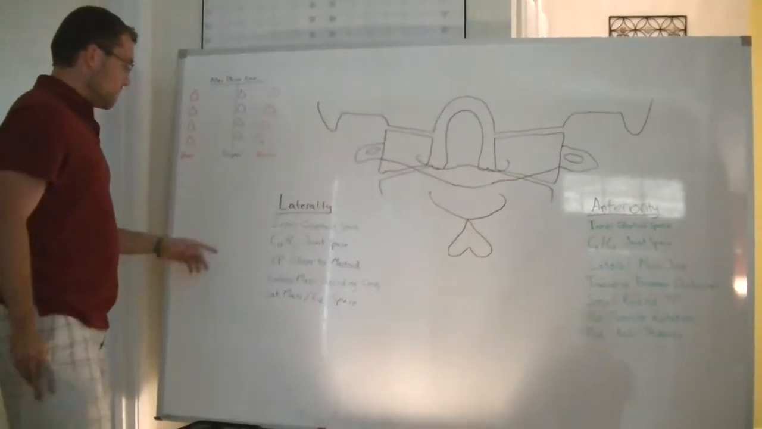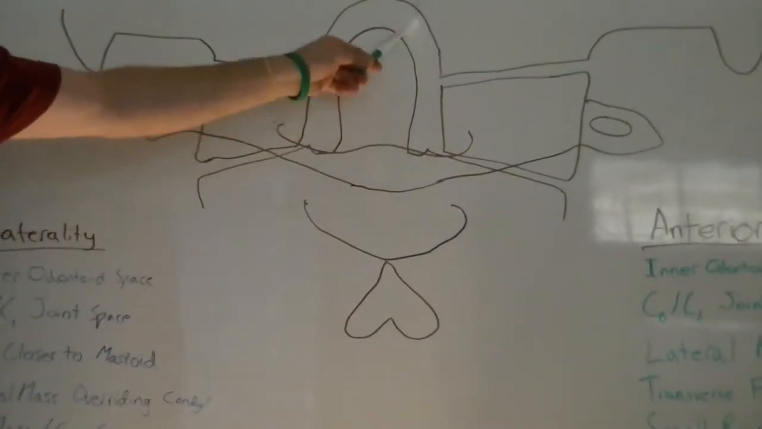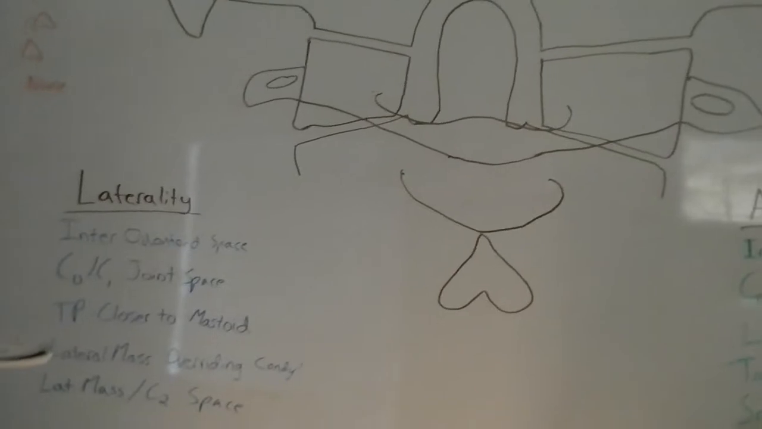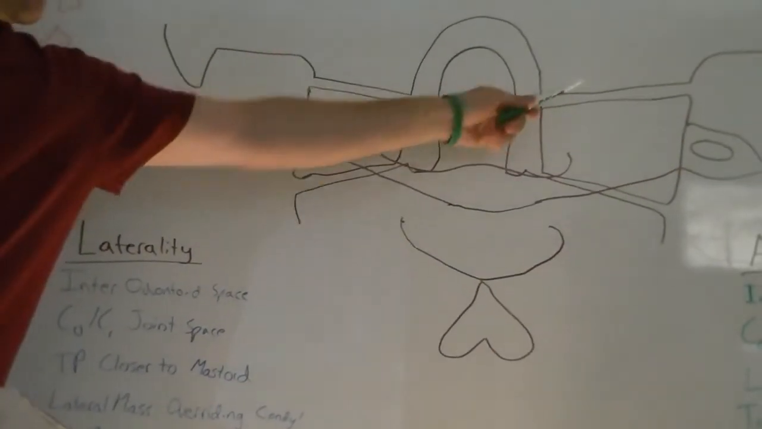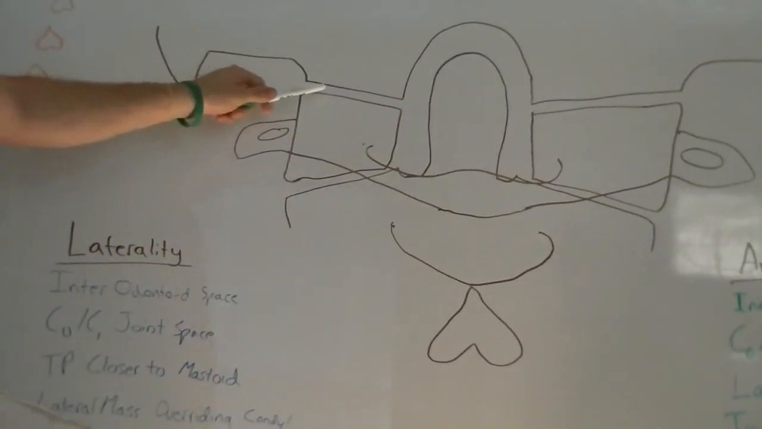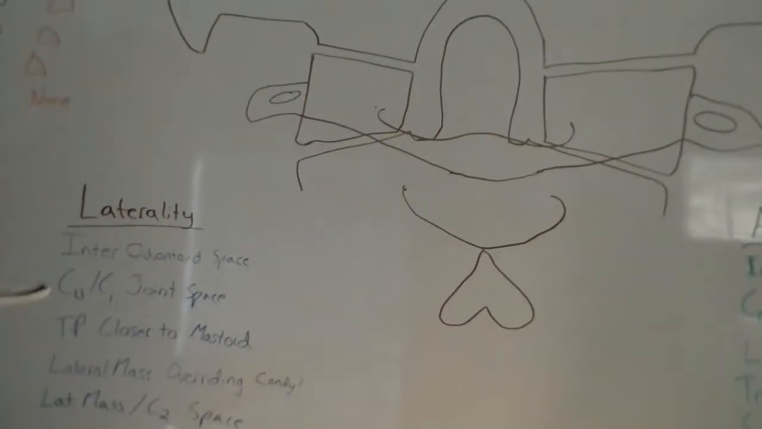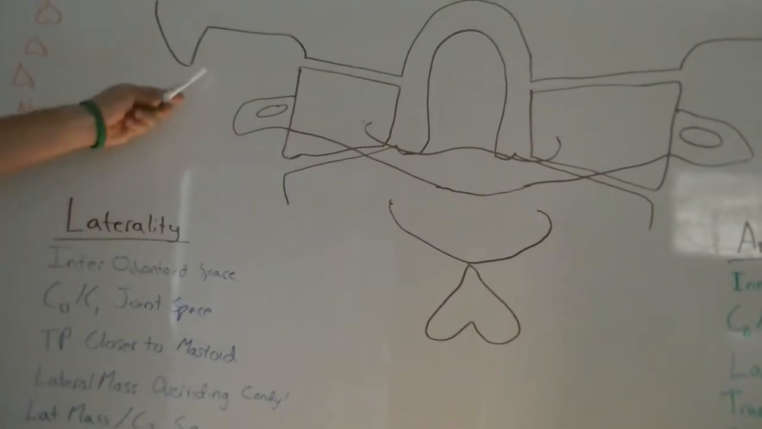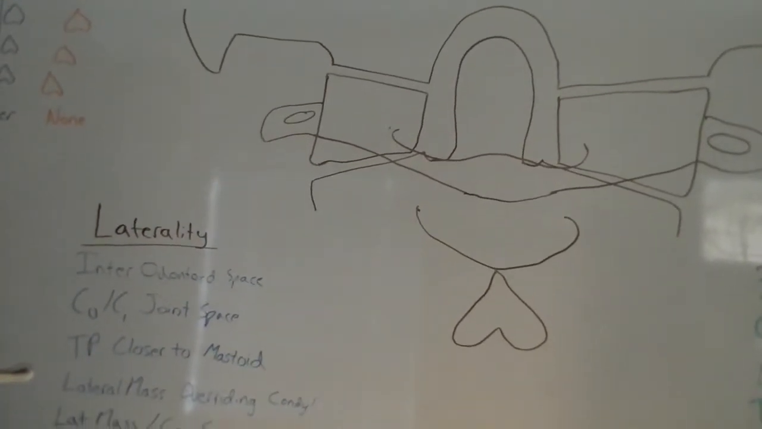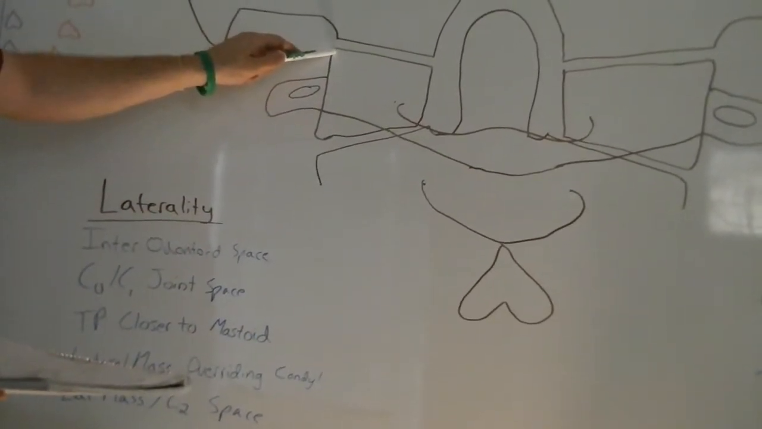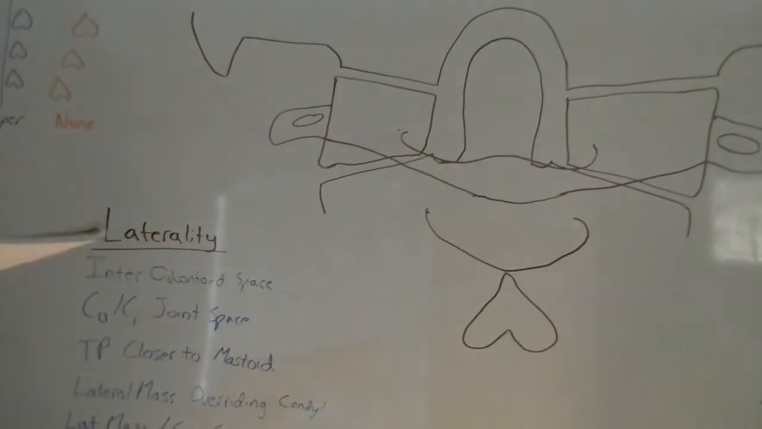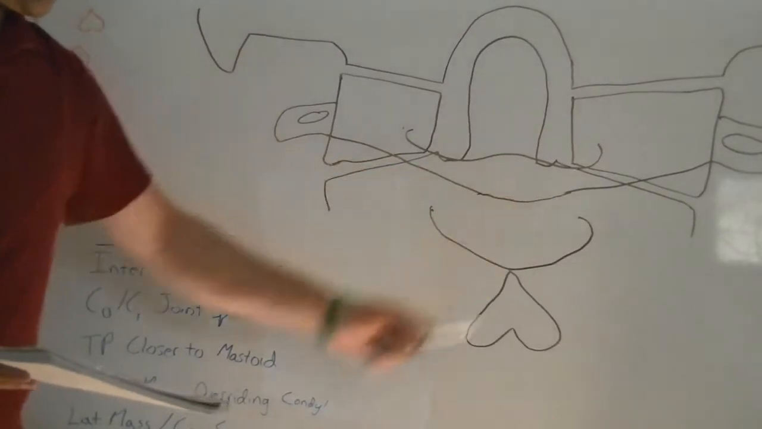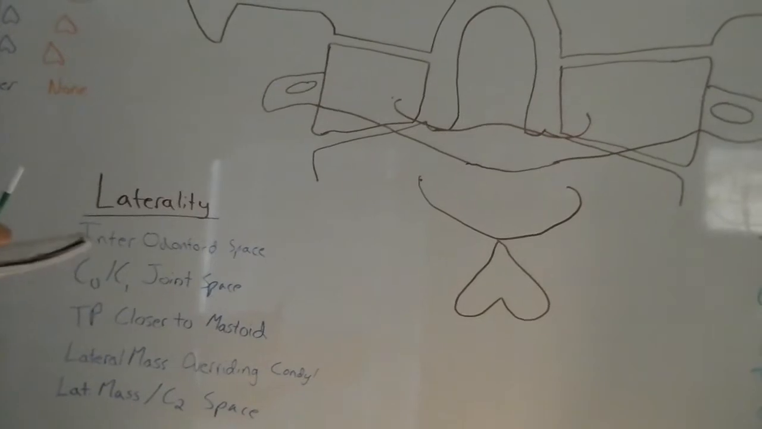With laterality, we're going to look at the interodontoid space, so this space right here, and you want to see if one side is larger than the other. You're going to look at the occiput and atlas joint space, right here. Is one a little bit closer to the top than the other? If there's a little laterality to it, the TP may appear a little bit closer to the mastoid. The lateral mass might be overriding the condyle, so if you look up here, it would be out past the condyle. And the last one is the lateral mass in the C2 space will be closer on one side than the other.